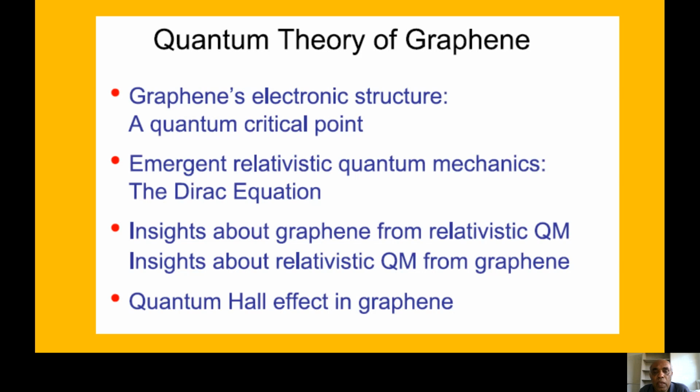Graphene and relativistic quantum mechanics can go both ways. Insights about graphene can be gained from relativistic quantum mechanics, and also insights about relativistic quantum mechanics can be gained from the properties of graphene. So it can go either way. Also, like I said, this quantum Hall effect in graphene is very exciting. It is a little bit different from the conventional quantum Hall effect because something called pseudo spin properties come into play.